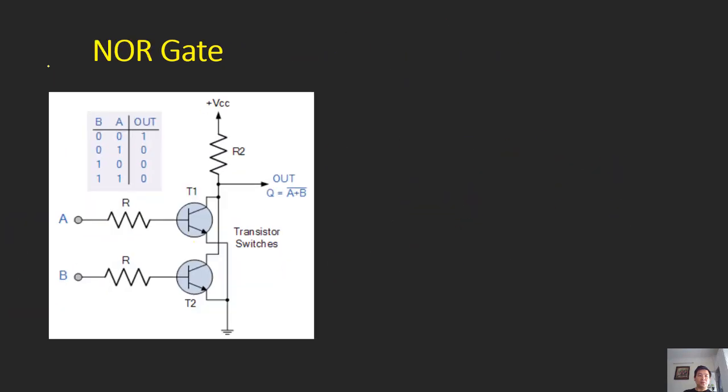Okay, the last one I want to show you is the NOR gate. The symbol of the NOR gate is this. Similar to the OR gate but with a small circle. So this is the A, this is the B, this is the Q. And the definition of the NOR gate is if both A and B are not true, then the output is true.